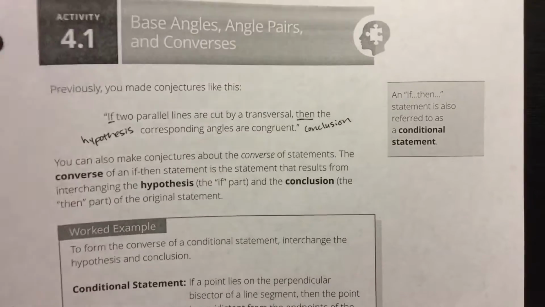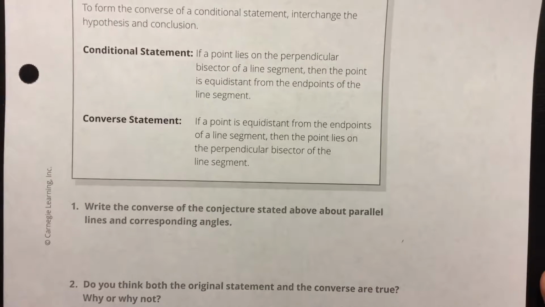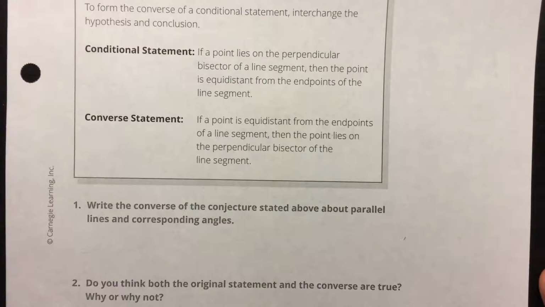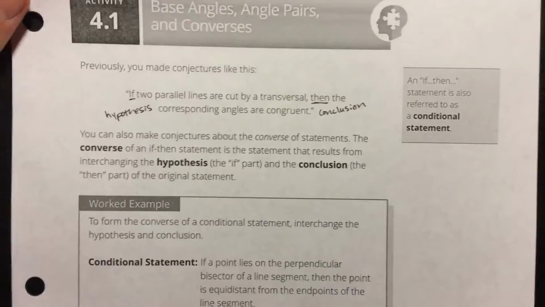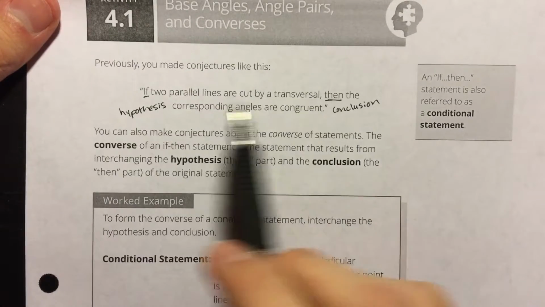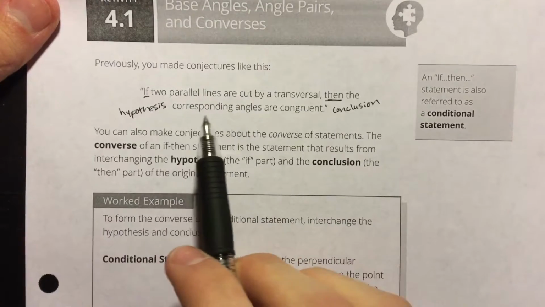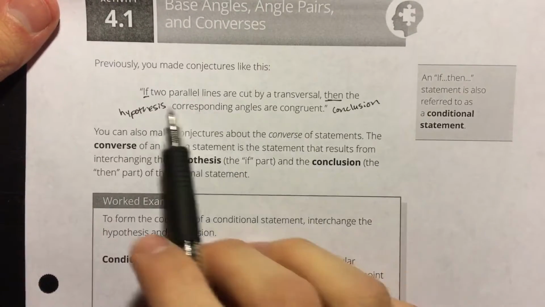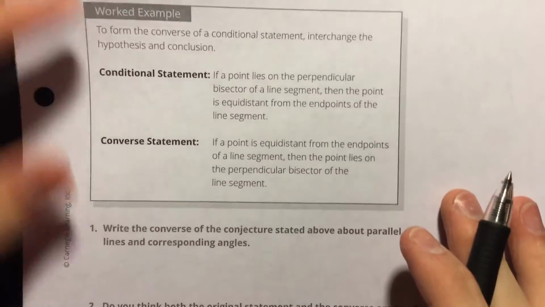So this worked example has an example for us. I won't read the whole thing, but number one says write the converse of the conjectures stated above about lines and about parallel lines and corresponding angles. If I wanted to write the converse, I would just take the second part, read it first, and then read the first part. So I would read: if corresponding angles are congruent, then two parallel lines are cut by a transversal. I'm just going to go ahead and write that.